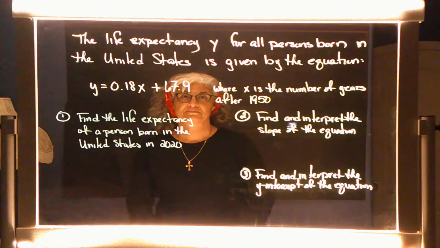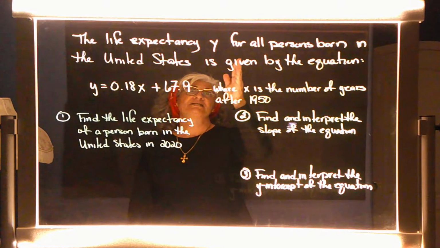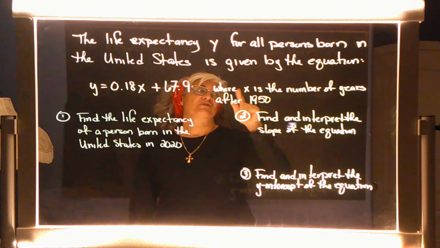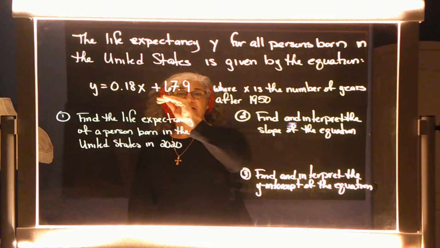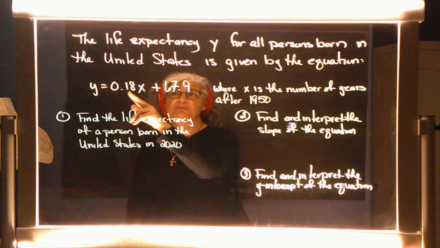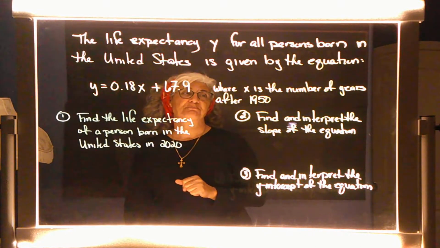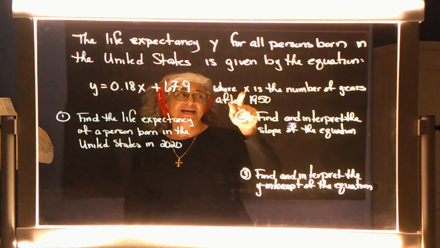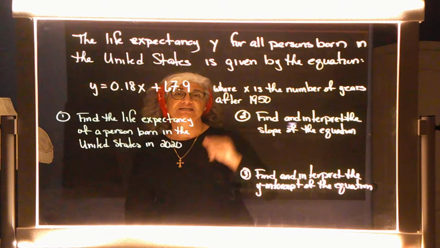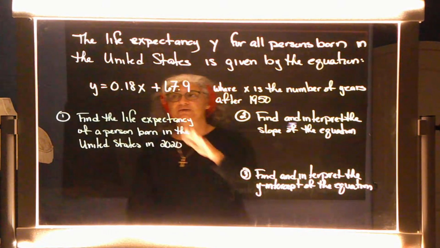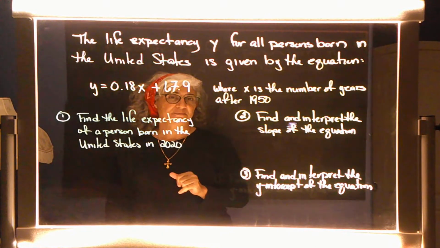Got a story for you. Okay, so let's look at this story. The life expectancy, called y, for all persons born in the United States is given by this equation. And the equation reads y equals 0.18x plus 67.9. They say where x is the number of years after 1950.